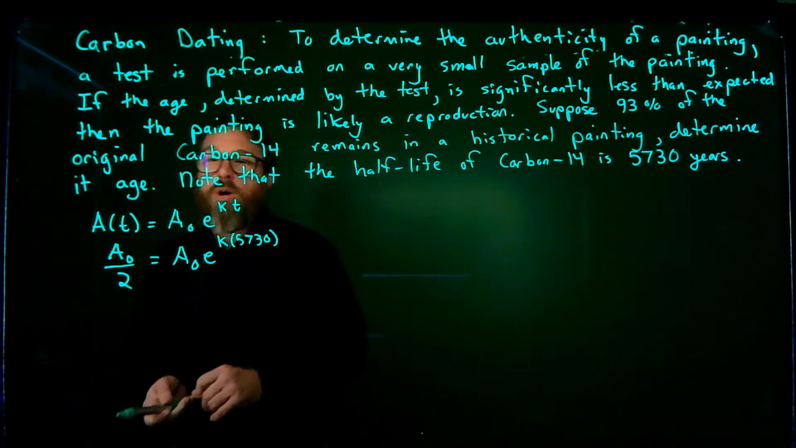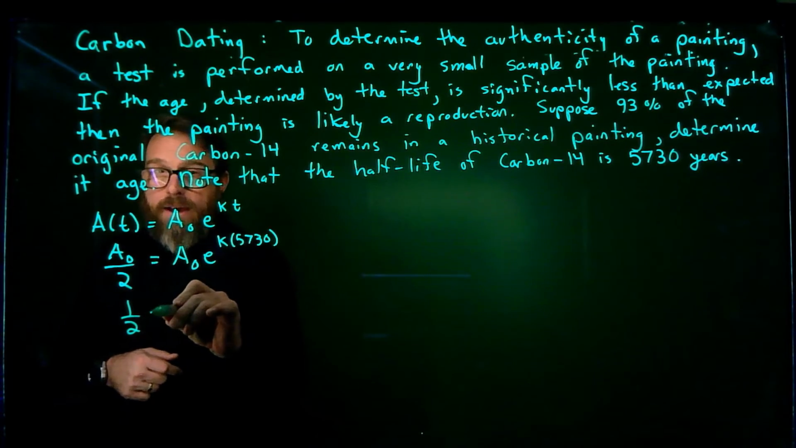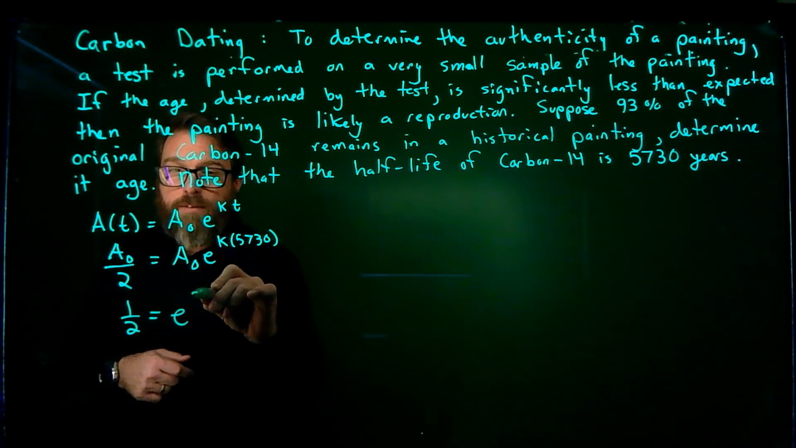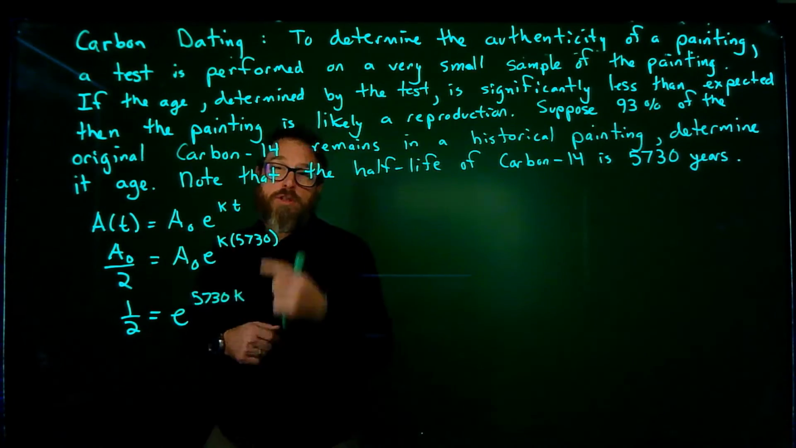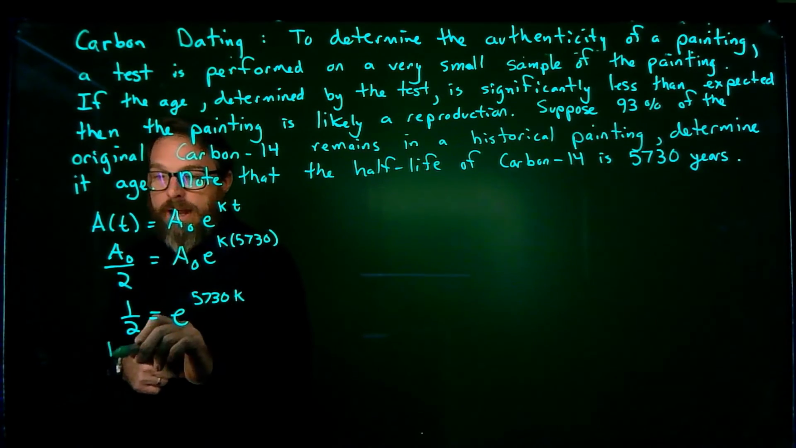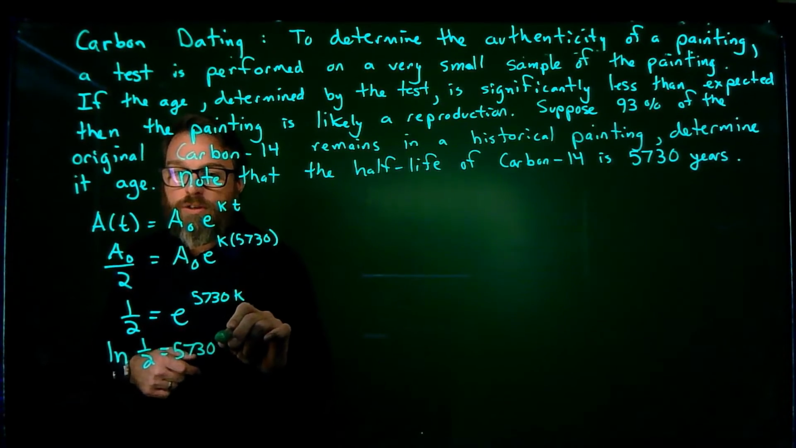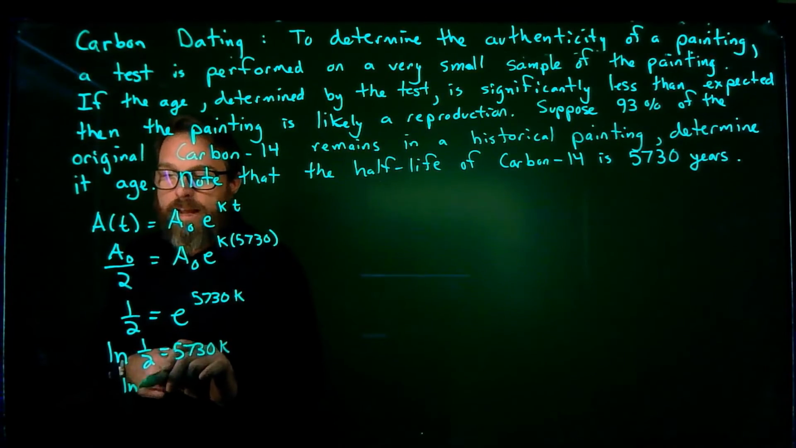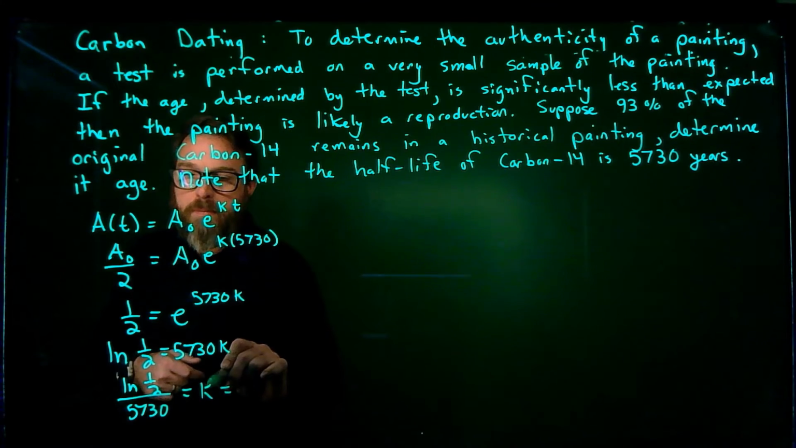So we don't really have to know the amount, we just have to know how much of it is going to remain. So now dividing both sides by A naught, 1/2 is equal to e to the 5,730 times k, just reordering that. And then I'm just going to solve this for k. The way to get rid of an exponential is to natural log both sides. So the natural log of 1/2 is going to be 5,730 times k. So finally, the natural log of 1/2 all over 5,730 is going to be equal to this k.